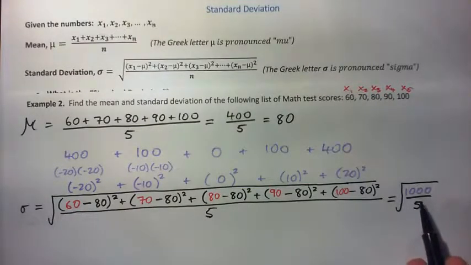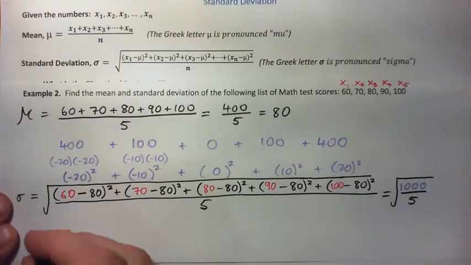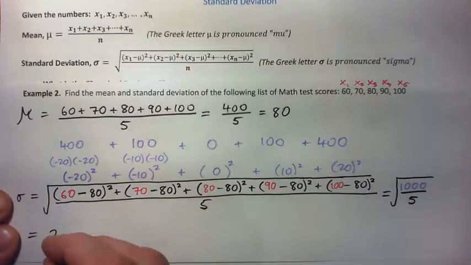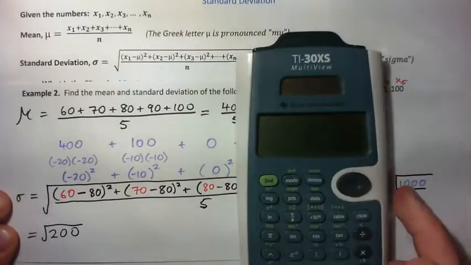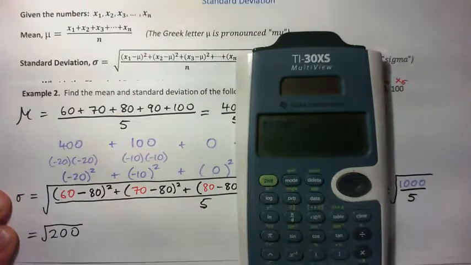So we've got square root of 1,000 over 5. Now 1,000 over 5 is what? $1,000 divided among 5 people. Each person gets $200. Right? Now we'll put that in a calculator. So square root of 200 gives that.